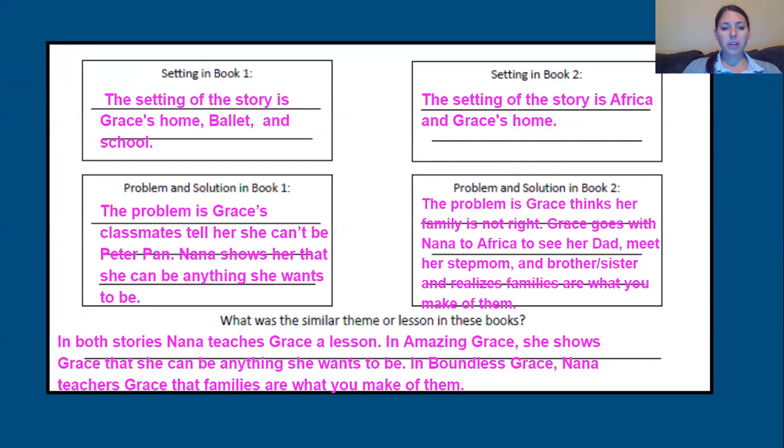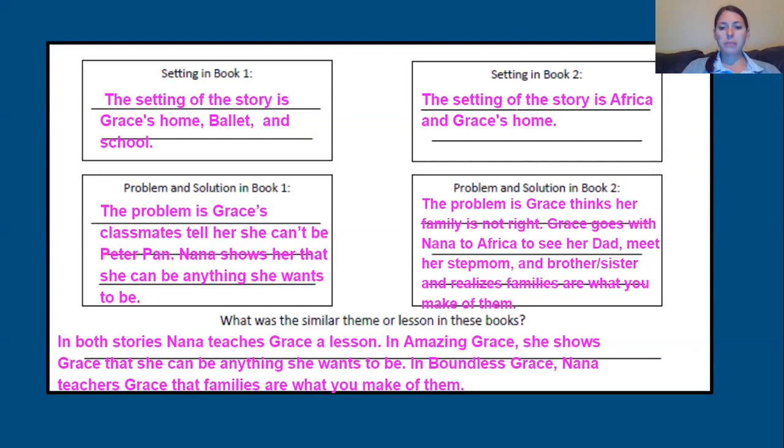The problem is Grace's classmates tell her she can't be Peter Pan. Nana shows her that she can be anything she wants to be by taking her to the ballet. The problem in Boundless Grace is Grace thinks her family is not right. So the solution is Grace goes with Nana to Africa to see her dad, meet her stepmom, brother, and sister, and realizes families are what you make of them.